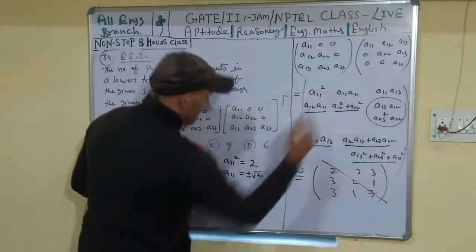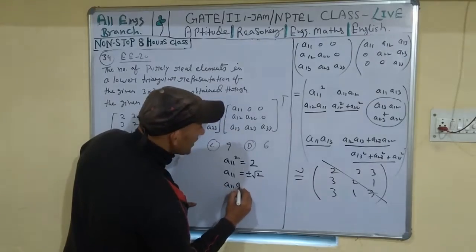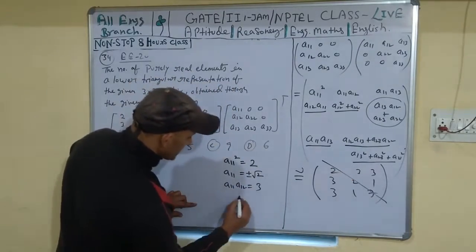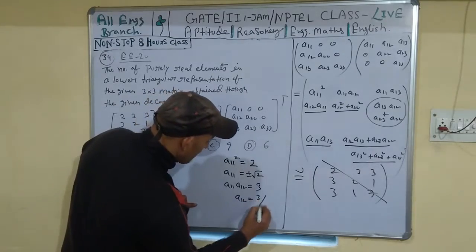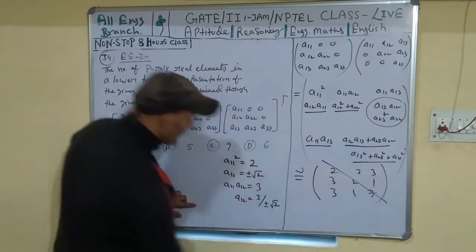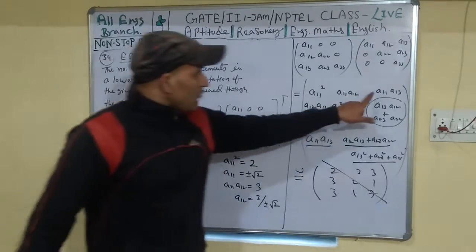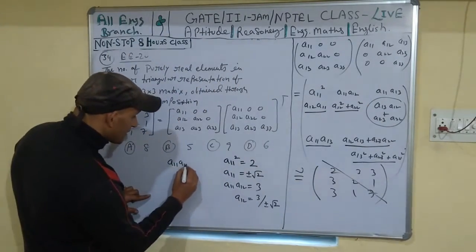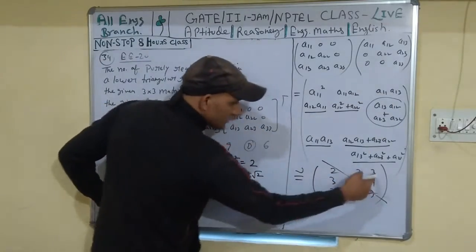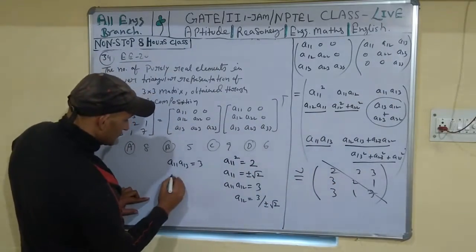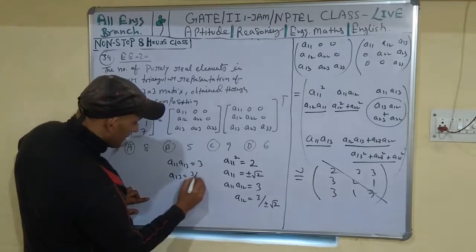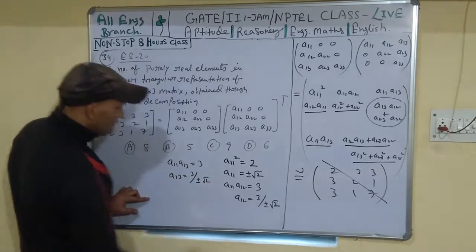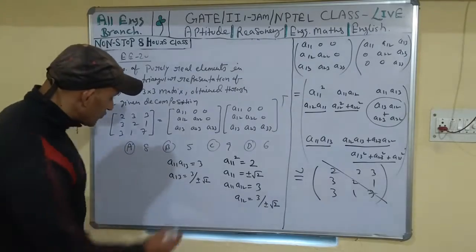Similarly, if you compare A11, A12 is equal to 3. So A12 is equal to 3 upon plus minus square root of 2. Now you have to compare this also. A11, A13 is equal to 3. So A13 is equal to 3 upon A11, which is plus minus square root of 2. So there are a total of 3 real roots.